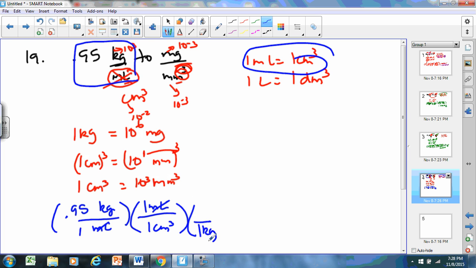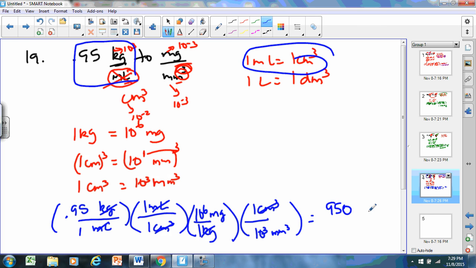And then kilograms is on the top in the original problem. So 1 kilogram is 10 to the 6th milligrams. And then, so this cancels this. And then cubic centimeter is on the bottom. So 1 cubic centimeter is 10 to the third cubic millimeters. And if I do 0.95 times 10 to the 6th divided by 10 to the third, I actually end up with 950 milligrams per cubic millimeter.